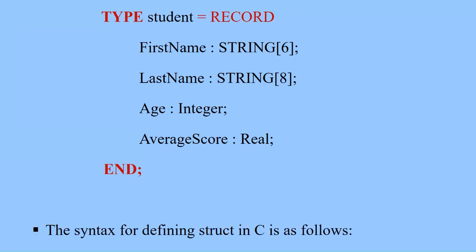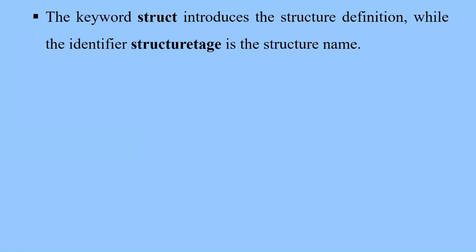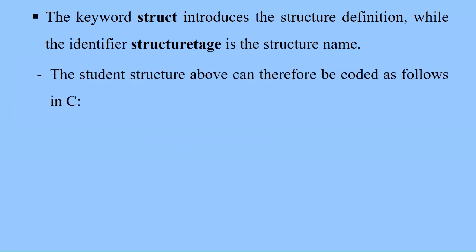The syntax for defining a struct in C, or the way we define a struct in C for this same structure or record, is as follows. The keyword struct introduces the structure definition, while the identifier is the structure name. The student structure above can therefore be coded as follows in C. My dear students and the rest of the learners, note that in Pascal, we use the reserved word type, but in C, we use struct.